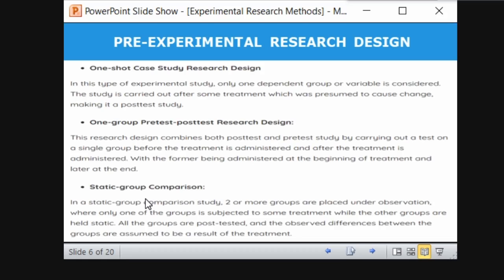In static groups, there are two groups. Take the plant example again. Let's take two plants of each group, so there are 4 plants. Two plants you are keeping in the sunlight, and 2 plants you are not keeping in the sunlight, you are keeping them in the home. The plants kept in the sunlight are one group. The plants kept in the home are another group. So there are 2 groups here.